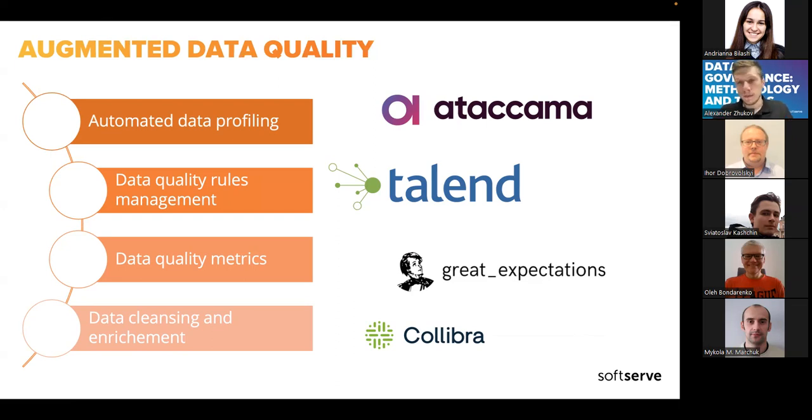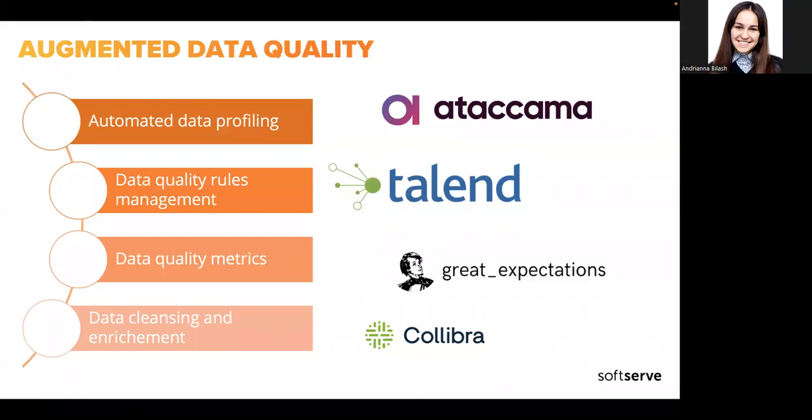Again, many commercial offerings are available, including Collibra, Informatica, and Talend. They are all considered leaders according to Gartner, and they are all commercial tools. But there are open source tools like Great Expectations, and people do quite cool things just by using that tool. I will show you a case study from SoftServe where one of our teams has implemented data quality with Great Expectations.